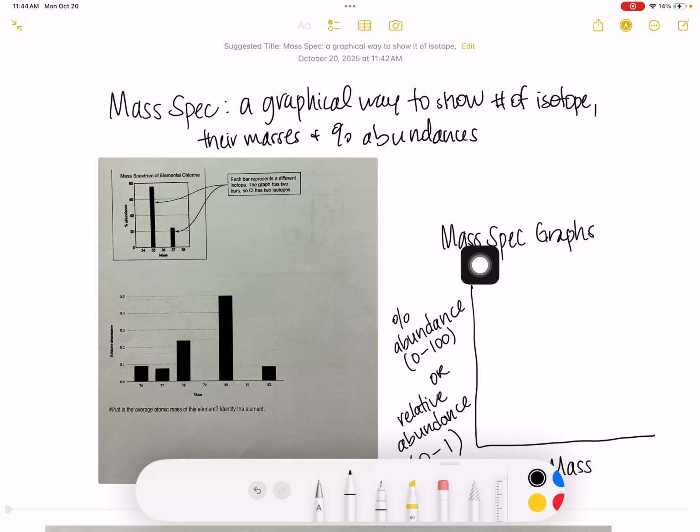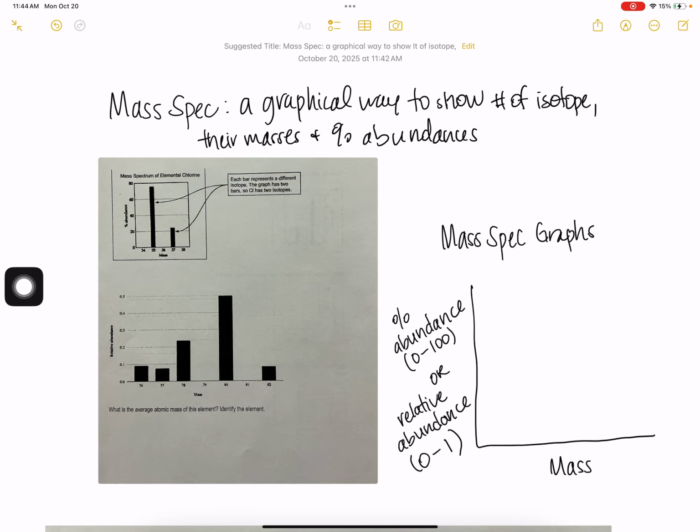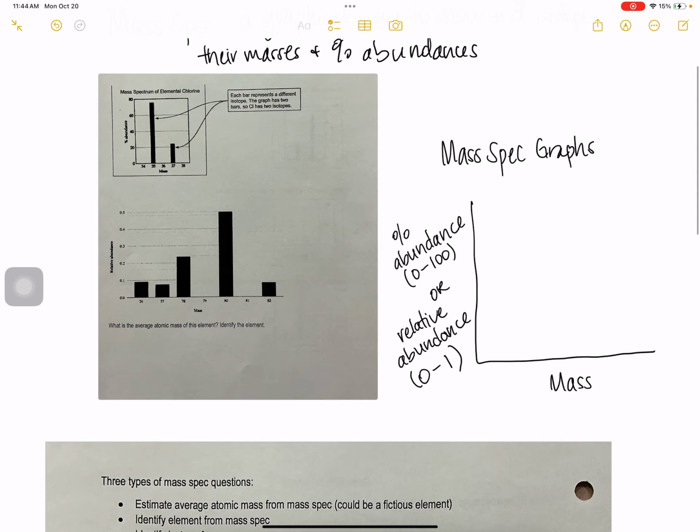Moving forward from there, we're going to see an actual practice problem that gives us a mass spec, and it asks us what the average atomic mass is for this element, and then to identify the element. The first thing we have to understand is that this is giving us relative abundances. Notice it's 0.1, 0.2, 0.3, and so forth. So they're already not in percentage form, which is what we would want for a weighted average calculation, so we don't have to divide them by 100. We also need to keep in mind that this mystery element contains 5 isotopes. I know that because there are 5 bars.